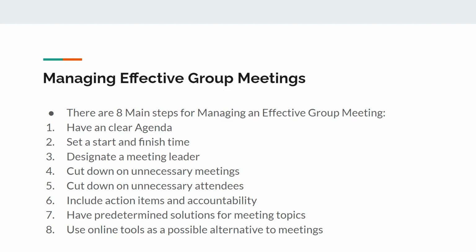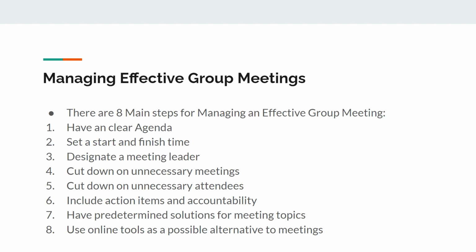A clear agenda is important. This will help keep the meeting on topic and will help keep the meeting's time frame in line. It also allows for participants to prepare before the meeting takes place. Number 2, set a start and finish time. This lets the participants know when the meeting starts and finishes, but it is important that you stick to your finish time. Number 3, designate a meeting leader.